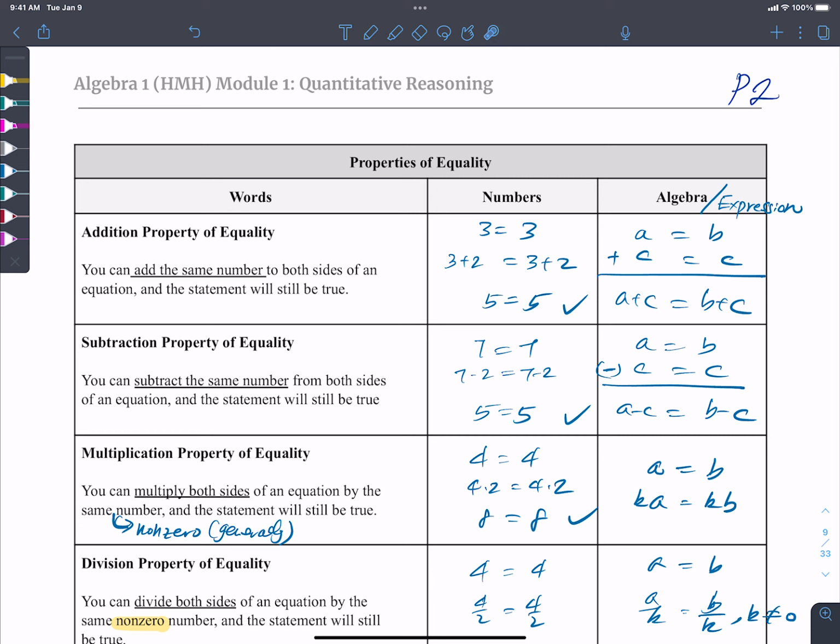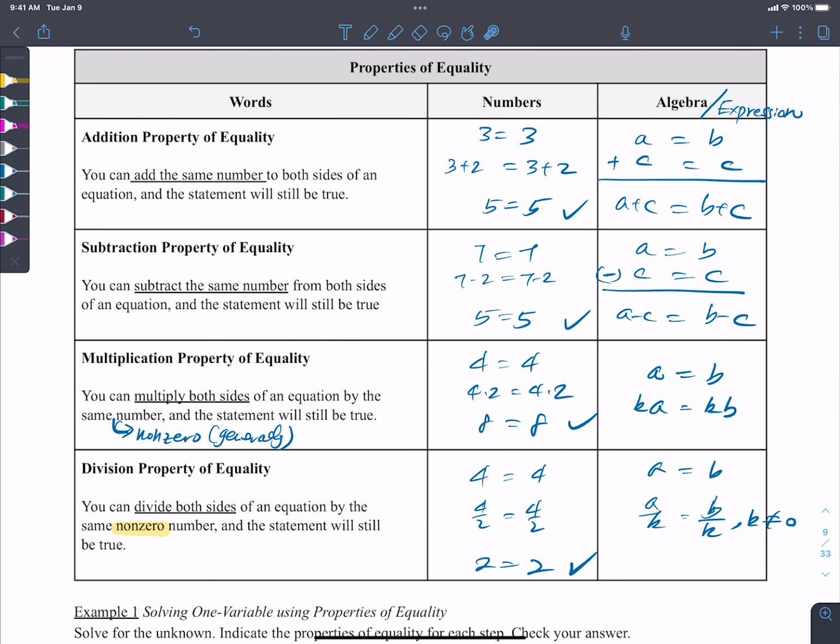So let's say you have a number 4 is equal to 4, guys. And then let's say you multiply both sides by 2. And you can see that they're both 8. So that's just one small example that might be true. So if you had A is equal to B, according to the multiplication property of equality, you could multiply both sides by K. And this relationship, Ka and Kb, will always also be equal to each other.